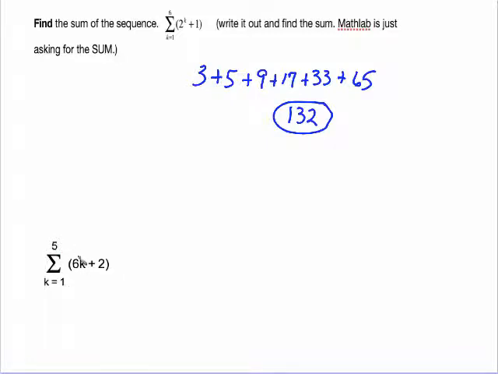Put 1 in for that k. 6 times 1 is 6, plus 2 is 8. Put 2 in here. 6 times 2 is 12, plus 2 is 14. Put 3 in here. 6 times 3 is 18, plus 2 is 20. Put 4. 6 times 4 is 24, plus 2 is 26. And put 5 in there, and that's the last number you're going to put in there because that's the top number. 6 times 5 is 30, plus 2 is 32. Add all that up, and you will get 100.